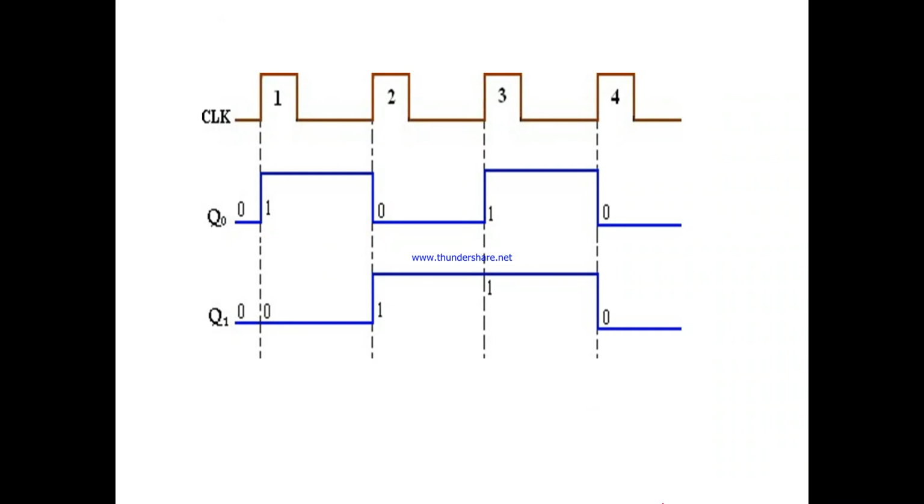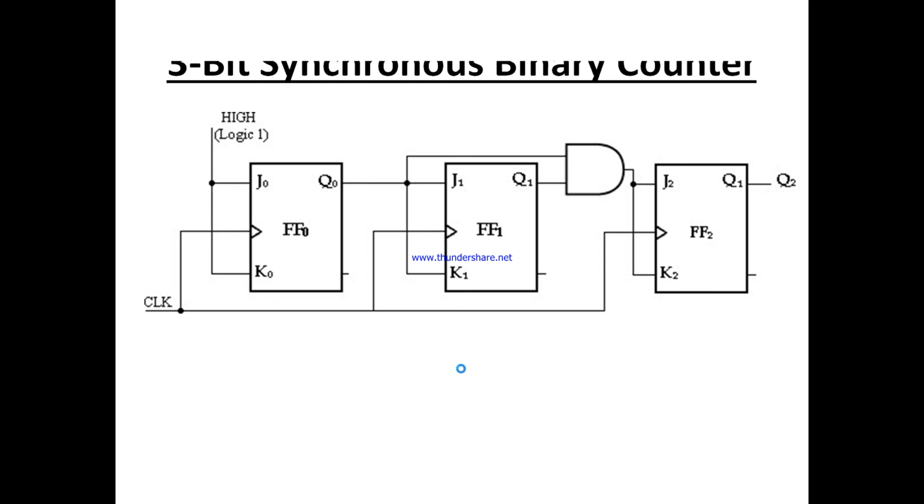This is a timing diagram. In each and every counter design you have to draw this timing diagram, that is a must. Initially the output is 0 0. After the first clock pulse, Q1 remains 0 and Q0 goes to 1. Then 1 0, then 1 1, and finally 0 0. This is the timing diagram of the 2-bit synchronous counter.